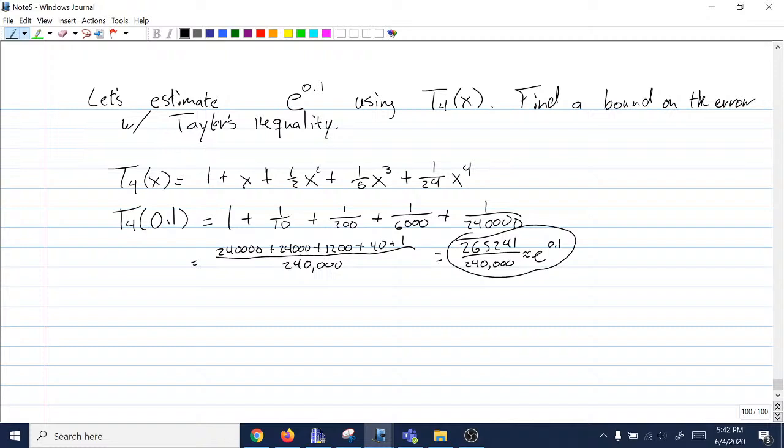How small is the error? The error is less than M over n plus 1 factorial, times x minus the x value to the n plus 1.